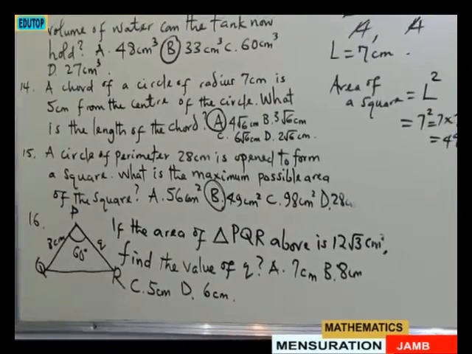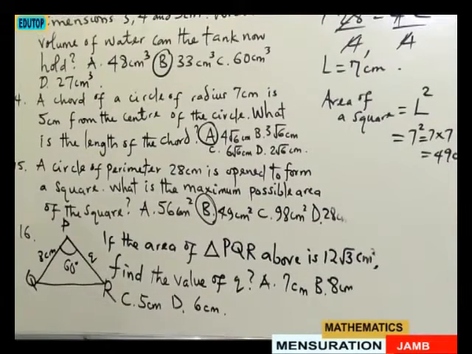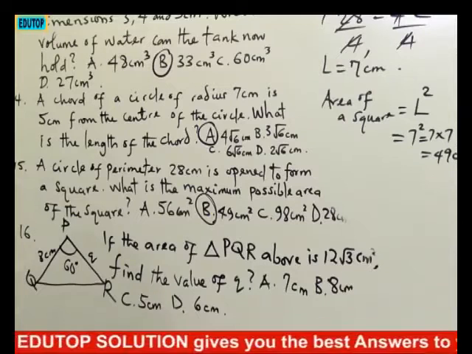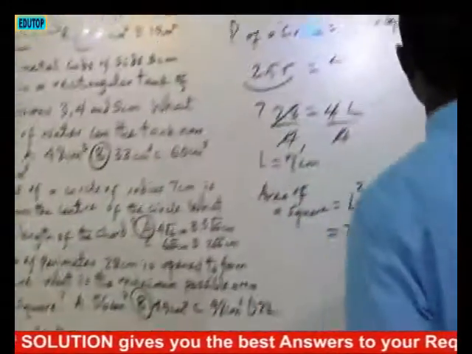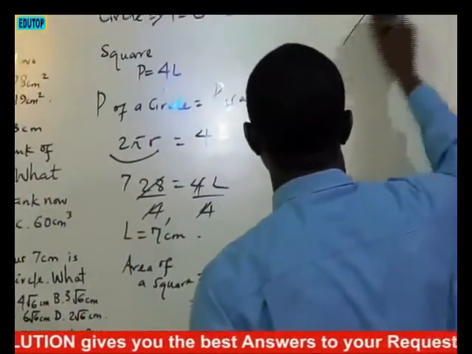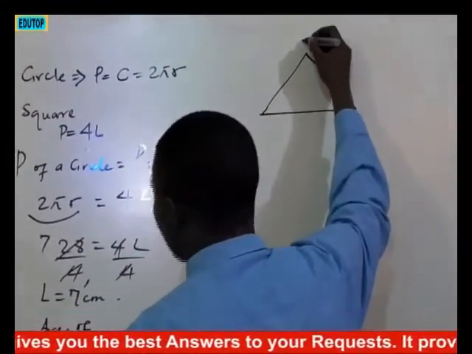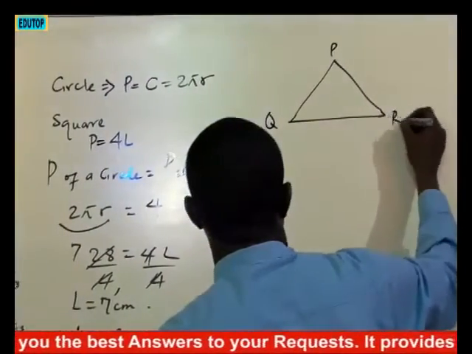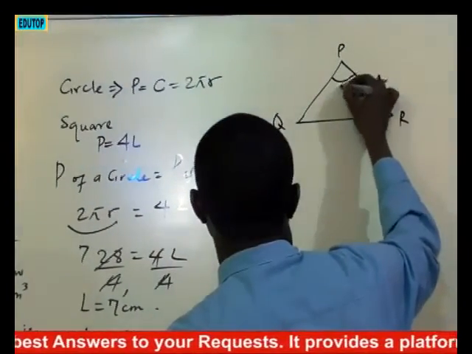The next question says, if the area of triangle PQR is 12 root 3 centimeters squared, find the value of Q. So in this situation, take note of this. Any time you are asked to calculate the area of a triangle such that a side is given and an angle is given, there is no other formula to use other than this formula. PQR, that means this place is Q, because this is the side facing this angle. This angle is 60 degrees.